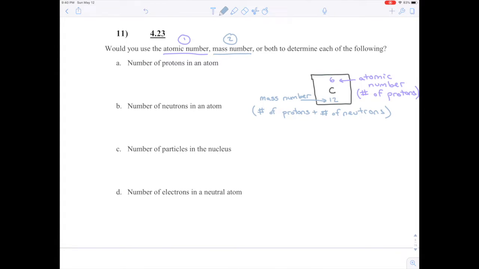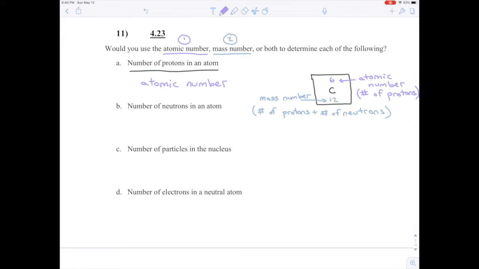Now, if we wanted to know in A, we want to know the number of protons in an atom, what would we look at? We would look at the atomic number. So we would write the atomic number. That's what we would use to find the number of protons in an atom, the number at the top of the box in the periodic table.